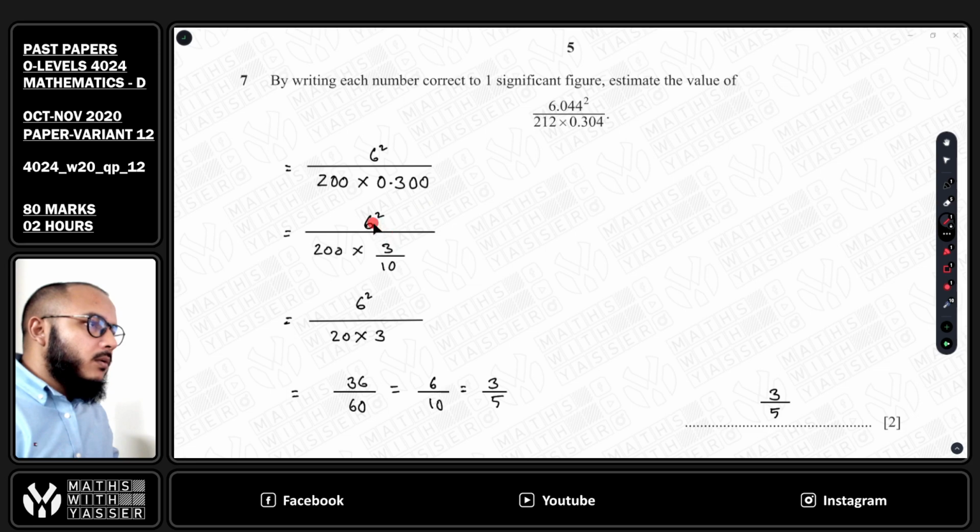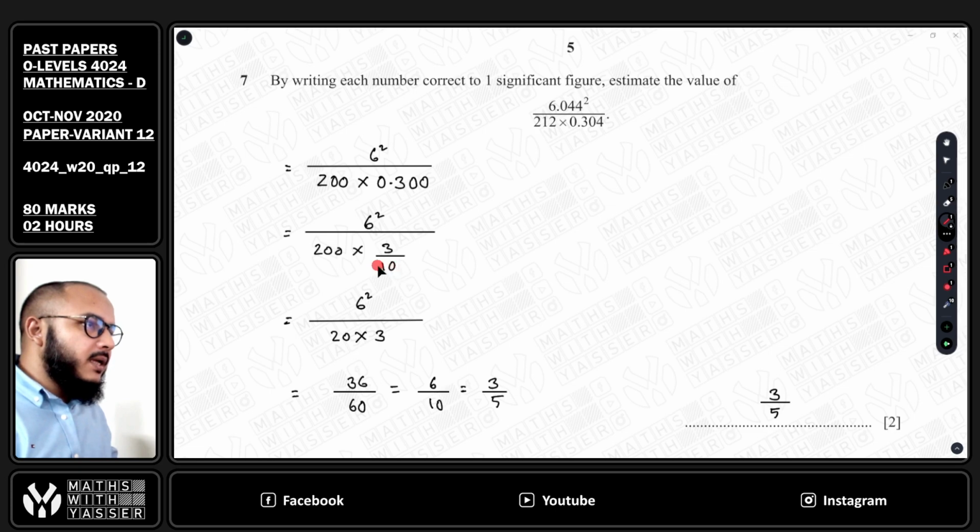Now we can simplify it. So this should be 6 square. We should not be doing anything with the power. The power will remain the same. So 6 square over 200 times, we can write 0.3 as 3 over 10. So 6 square over 200 times 3 over 10.